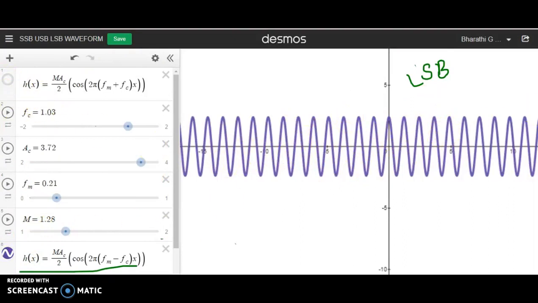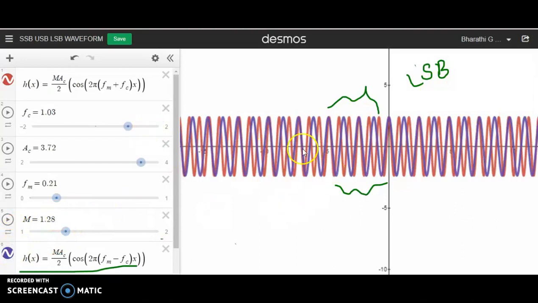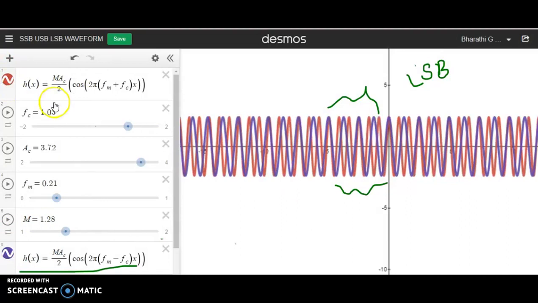Here we observe lower frequency ranges of the waveform, and for USB, we observe a higher range of frequency. See, this is the high frequency wave and this is the lower frequency wave. If I take both waves together, you can observe easily.